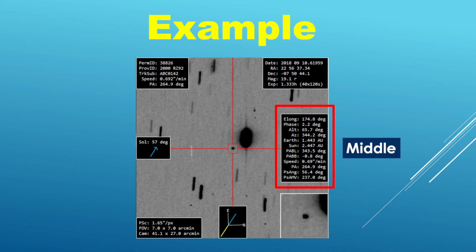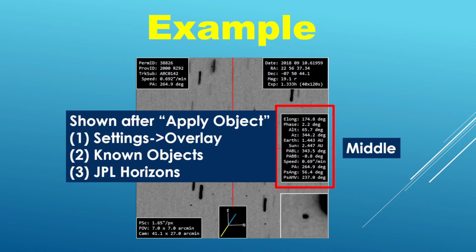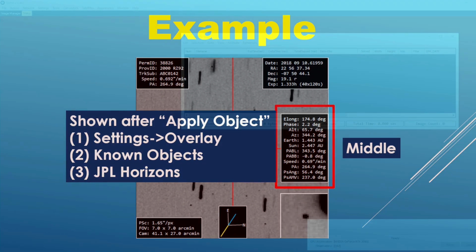There is also another informational box shown in the middle right, indicating the distance of the object, its motion, and phase information, and this can be shown after applying the object information. And as before, there are three different ways to do this: through the overlay settings, the known object module, and JPL Horizons. So with that, let's go ahead and get started.